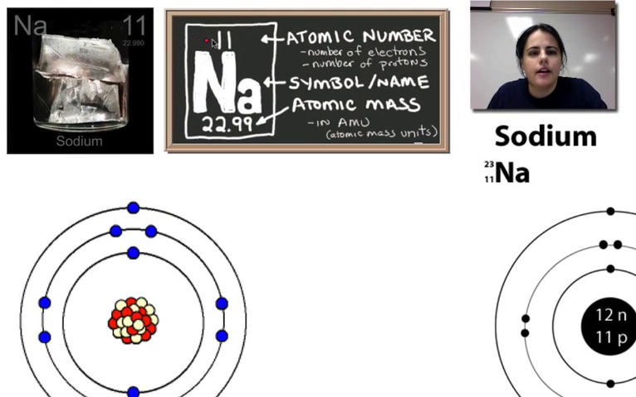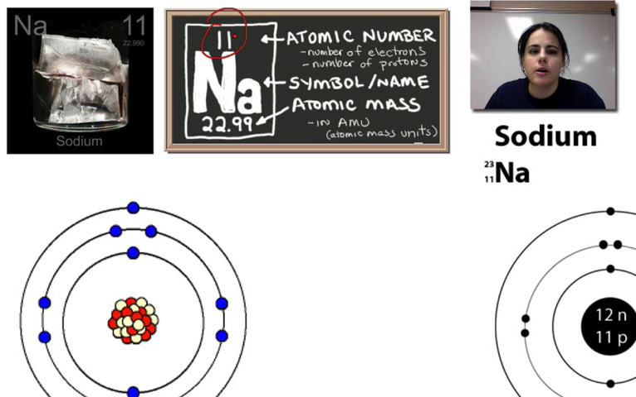Looking over here, we have the atomic number. The atomic number is the number of protons. Remember that we have 3 subatomic particles: protons, which are positive, electrons, which are negative, and neutrons, which are neutral and do not have a charge.